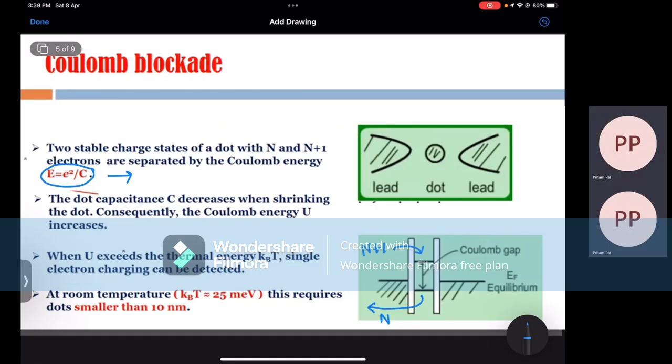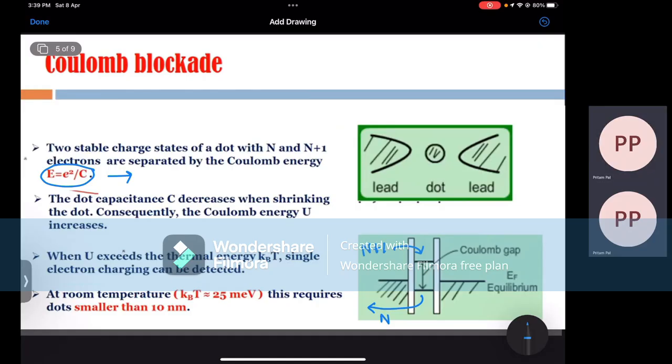Now the dot capacitance decreases. In shrinking the dot, when we are reducing the size, the capacitance decreases, right? And since the capacitance decreases, this increases the forbidden gap further. Consequently, the Coulomb energy gap increases, right? So I already explained this concept to you.